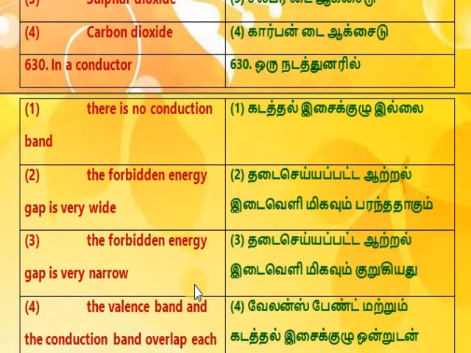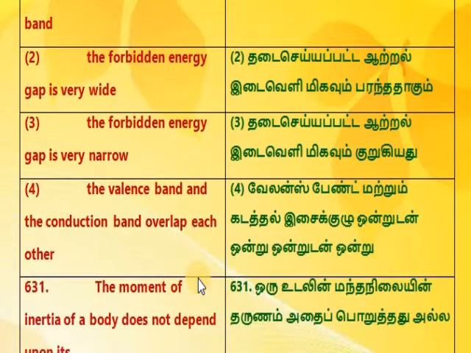1. There is no conduction band, 2. The forbidden energy gap is very wide, 3. The forbidden energy gap is very narrow, 4. The valence band and the conduction band overlap each other.